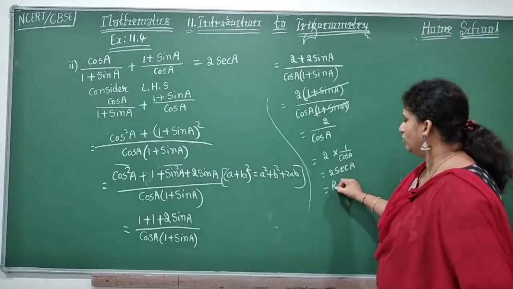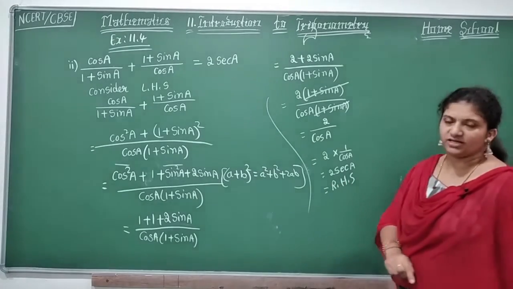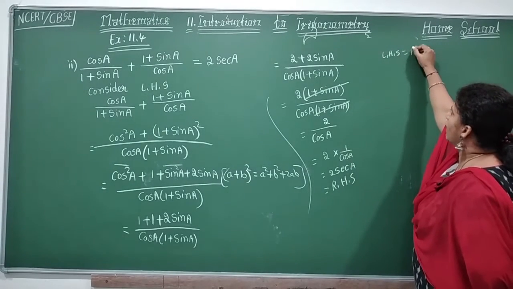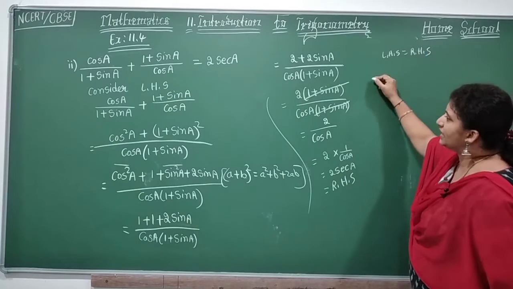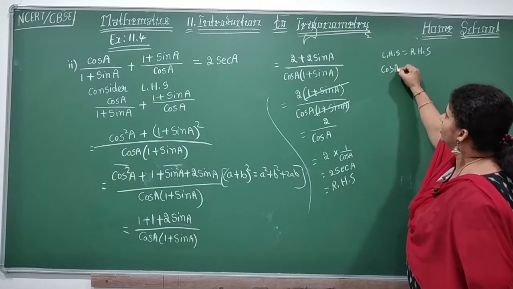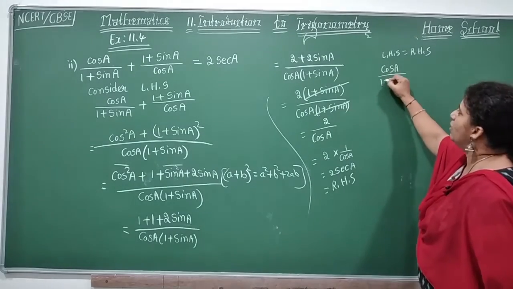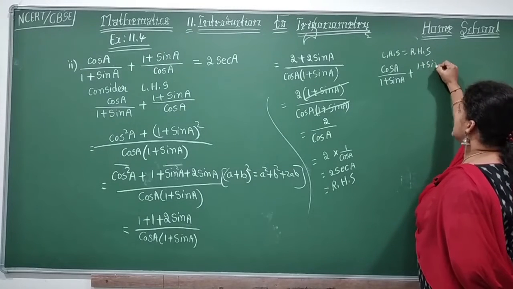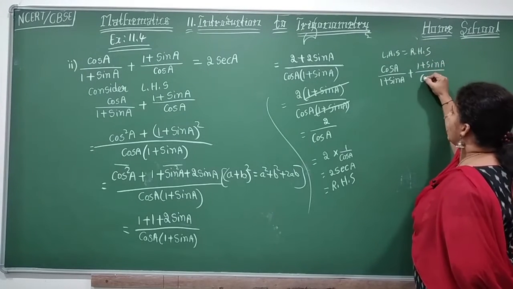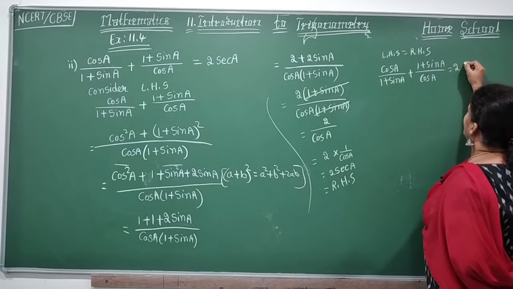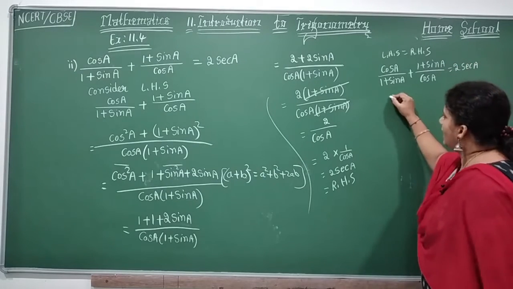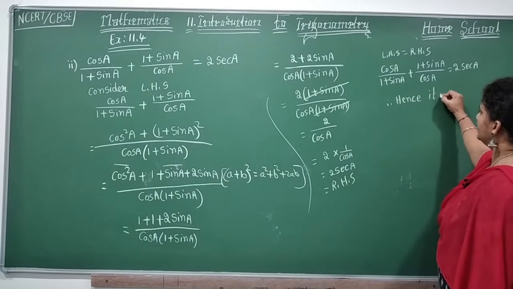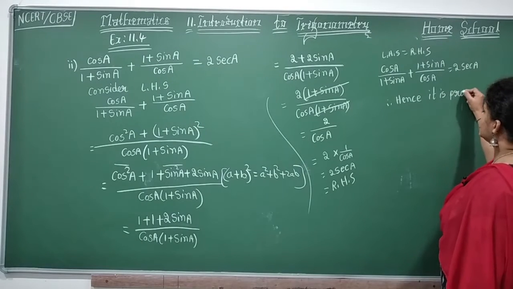Therefore, that is equal to RHS. So finally, LHS is equal to RHS. What is that LHS here children? Again rewrite. Cos A by 1 plus sin A plus 1 plus sin A by cos A is equal to 2 secant A. Hence, therefore, hence, it is proved. They asked us to prove this, children.